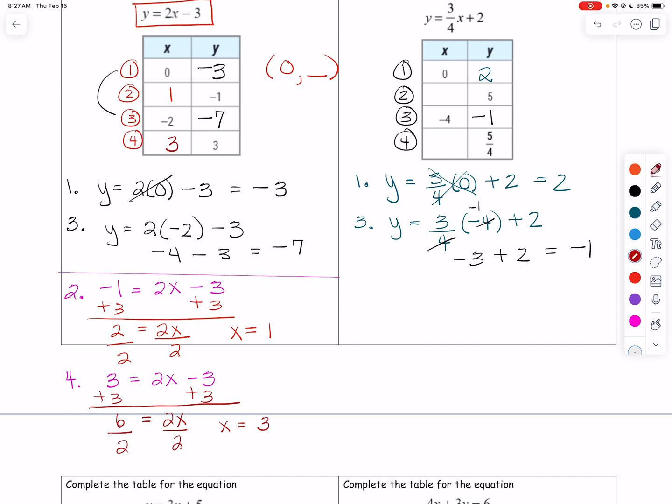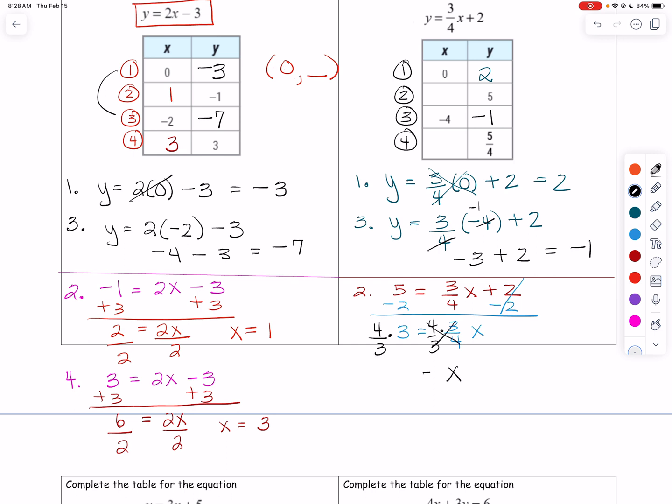All right, I'm going to switch modes here and now go looking for the x values. So in number 2, y is 5, 3/4 x plus 2. Let's subtract 2. So that gives me 3 is equal to 3/4 x. And then I will multiply by 4/3. Those cancel and leave me x. The 3's cancel and leaves me 4.